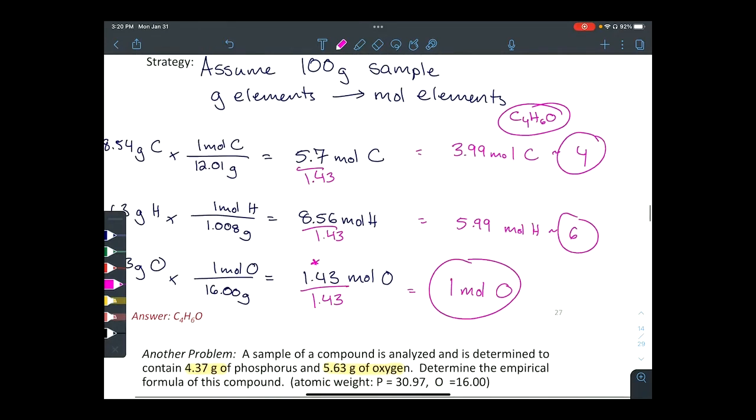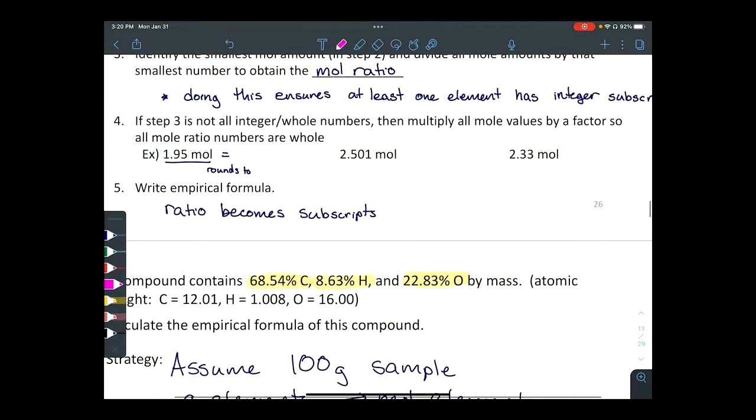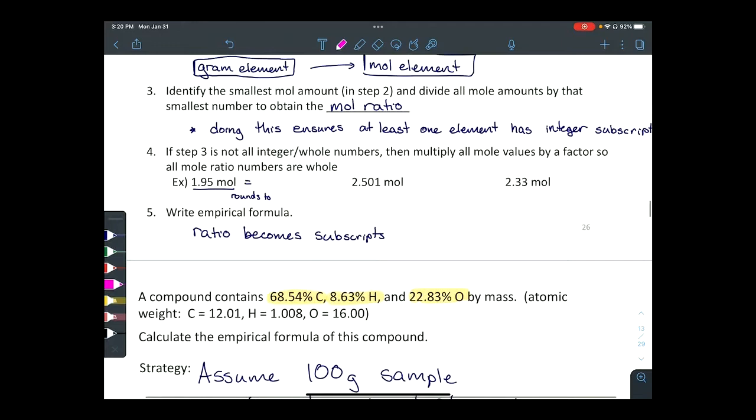And I'll go back a slide real quick because I kind of skipped over it. So step 3, we just did step 3 where we divided everything by the smallest number to get that mole ratio. All of those numbers were basically whole numbers, like 3.99, 5.99, those round to whole numbers. But what if the numbers aren't whole? All right, so that's a little trick that we need to do if the numbers that come out of that step 3 aren't whole. So that's what step 4 is.